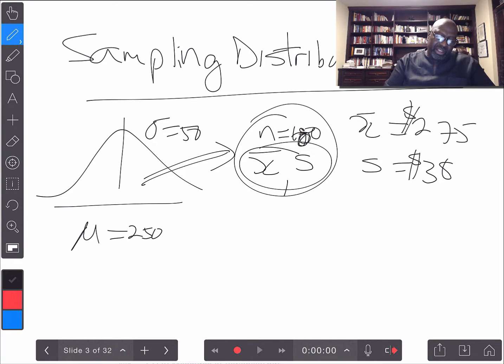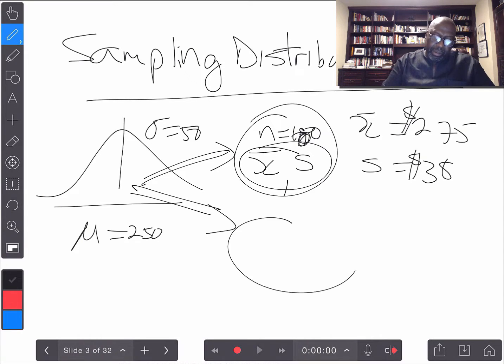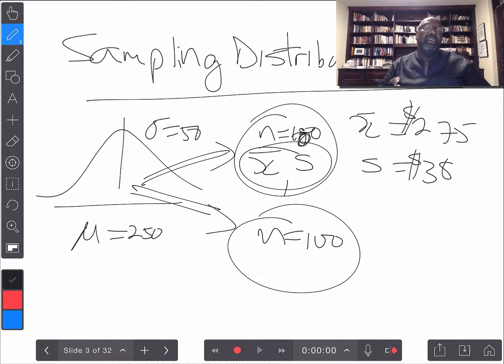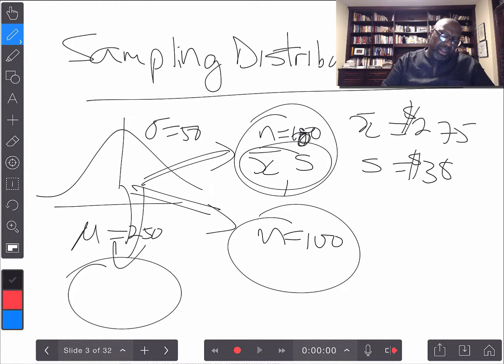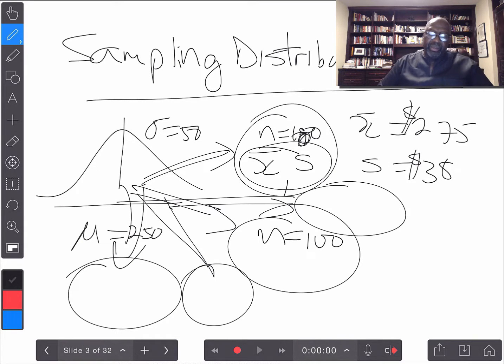What if I took another sample from that same population of the same size? Would I get the same answers? The answer is no. That different sample will yield different numbers. And then if I repeated that experiment, where I took another sample and another sample, as I keep taking samples, all the possible combinations of 100, I will get different sample means.